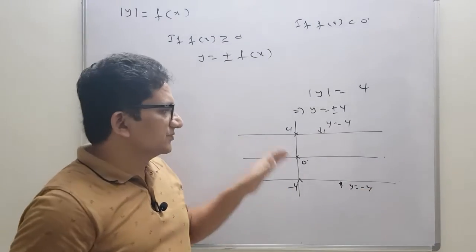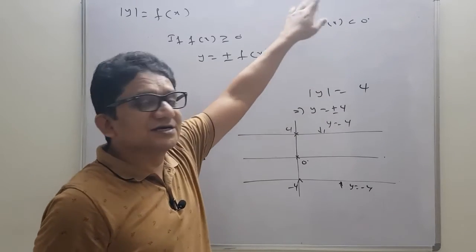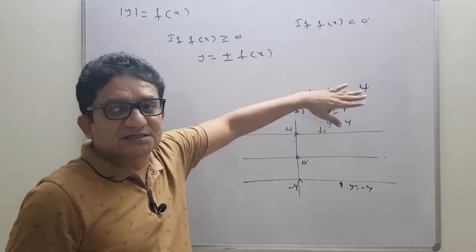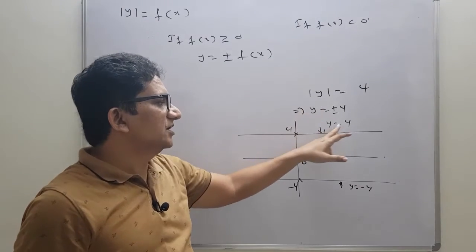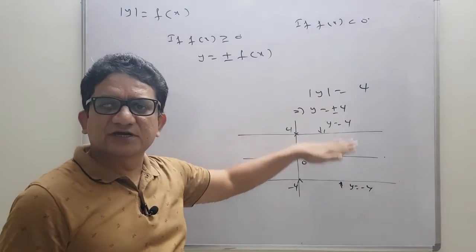This line you can take as y equals to 4 and this line as y equals to minus 4. This is a general description, not just for constants. Y equals to 4 means you will get the line above, and y equals to minus 4 means you will get the line below.